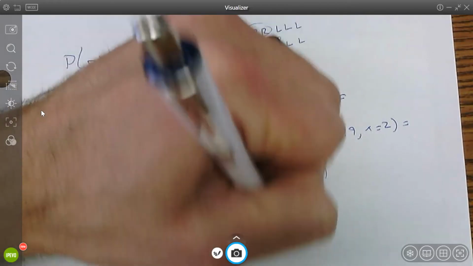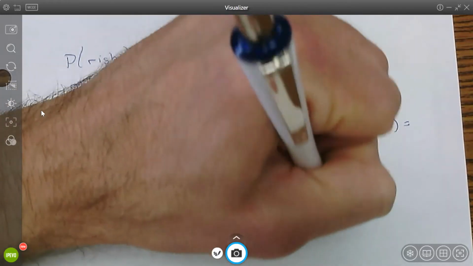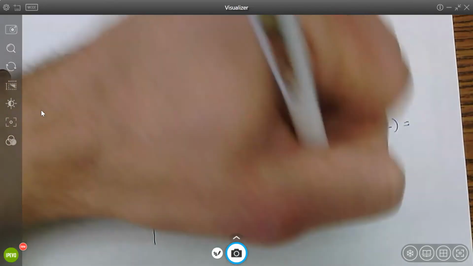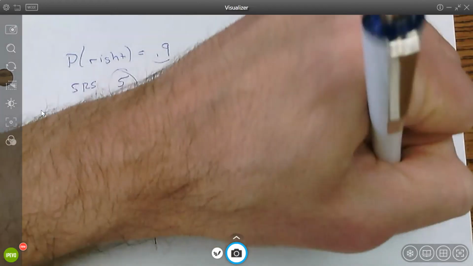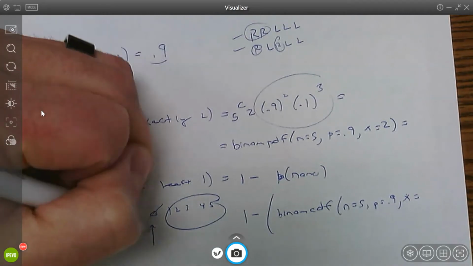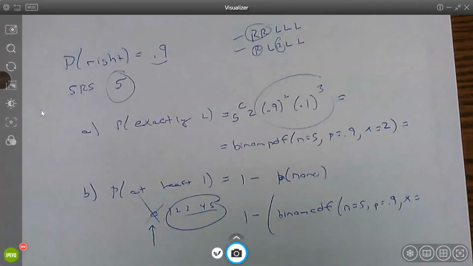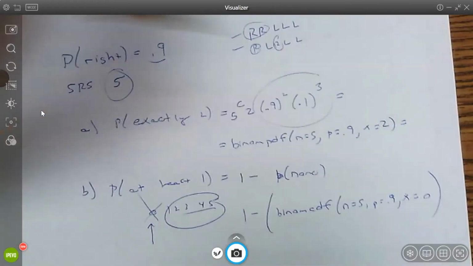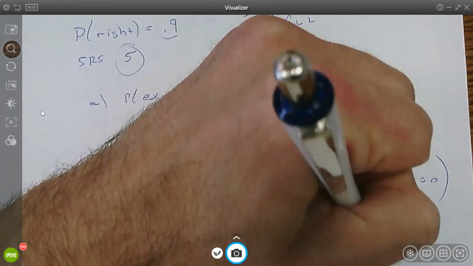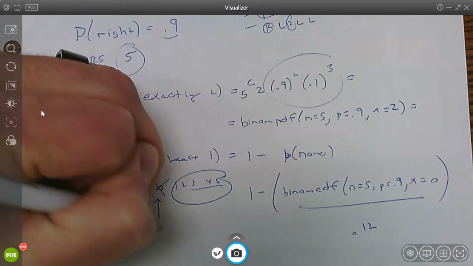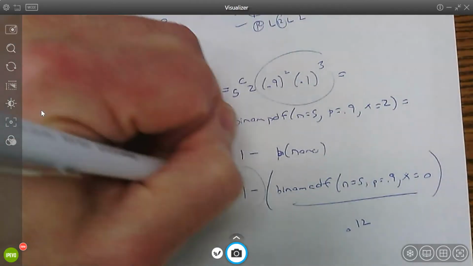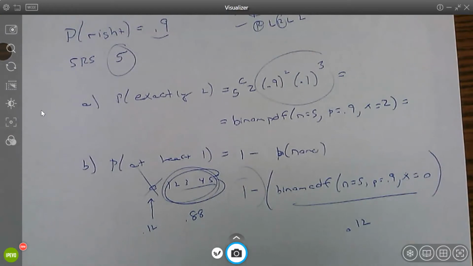So 1 minus the probability of none being right-handed. So this is going to be 1 minus binom CDF of, now it's CDF, cumulative, n equals 5, p equals 0.9, x equals. Basically, I want to subtract away the 0, leaving me with the 1, 2, 3, 4, 5. So I'd put x equals 0 here. That gives me the probability of 0. Say this whole thing here is 12%. This is the complement. That'd be 88%. I'm making that up, but the 1 minus that will give me the 88%.